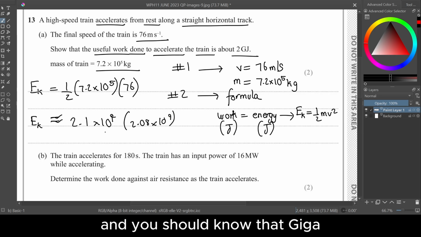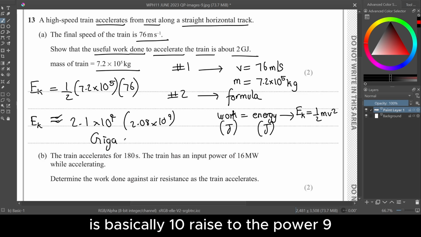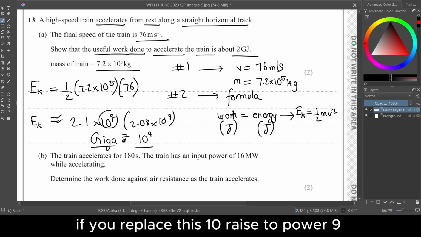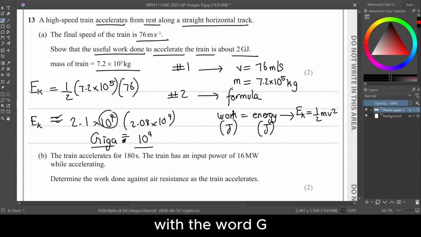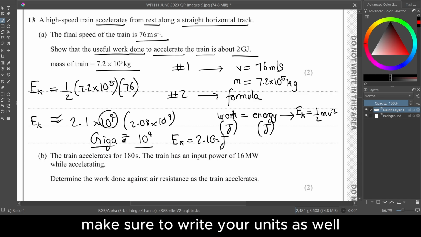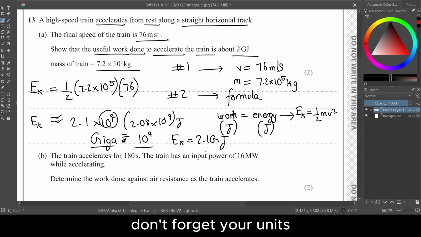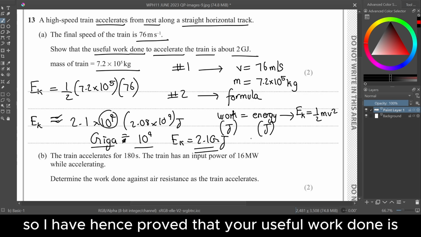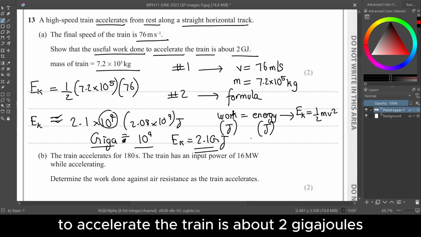And you should know that giga is basically 10 raised to power 9. So if you replace this 10 raised to power 9 with the letter G, it will be something like Ek is equal to 2.1 G joules. Make sure to write your units as well. Don't forget your units. You will lose marks if you forget your units. So I have hence proved that the useful work done to accelerate the train is about 2 gigajoules.